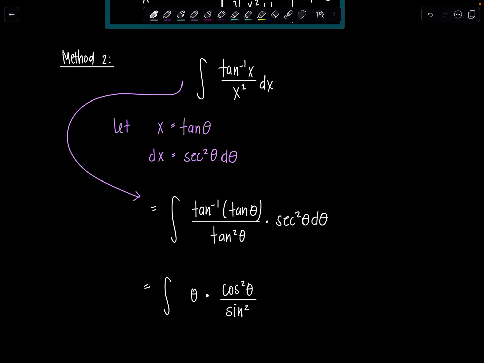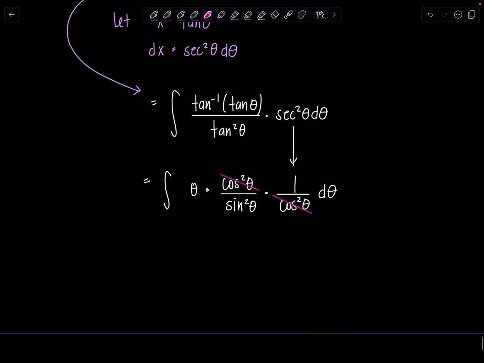And then secant squared theta d theta, I can rewrite that as 1 over cosine squared theta d theta. Beautiful. This is helpful because then cosine squared theta cancels out. And then now I'm just left with theta times 1 over sine squared theta. That is cosecant squared theta, d theta.